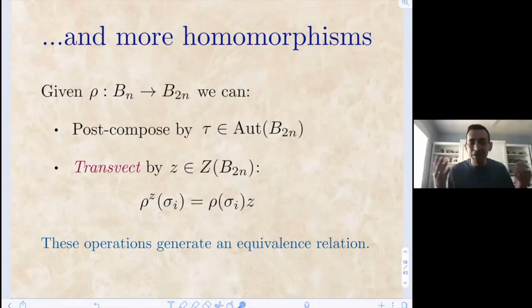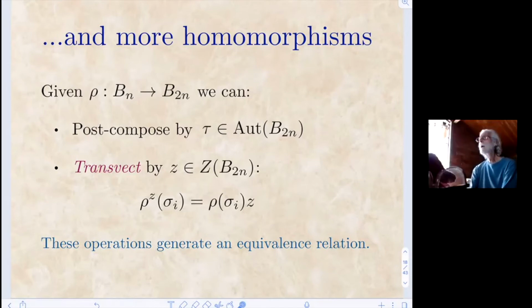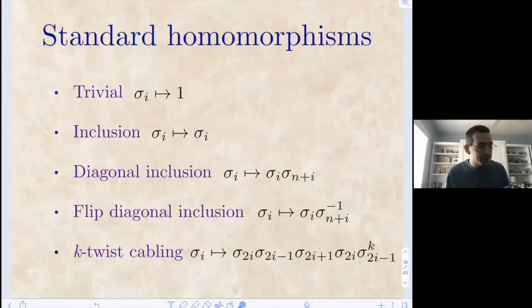So here's how our theorem is going to go. We have all these different things you can do: cablings, diagonal inclusion, etc., post-compose, transvection. We list some standard homomorphisms, and the theorem is going to say everything is equivalent to exactly one of these. So we have the trivial map, inclusion, diagonal inclusion, where you do the same thing twice, flip diagonal, where you do a braid and then the inverse on the other side. And then you have k-twist cabling.